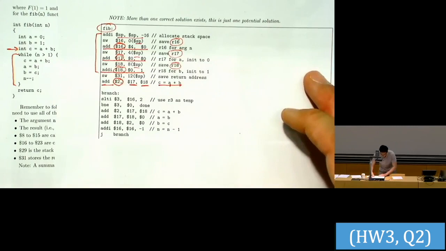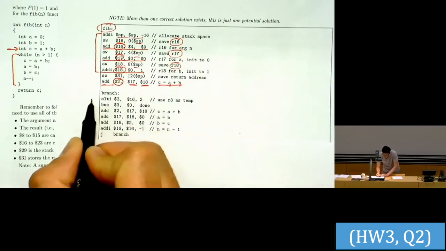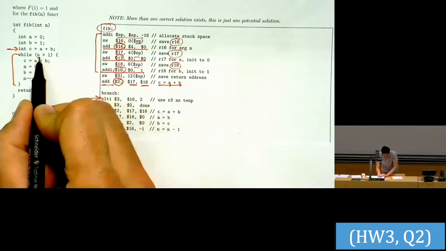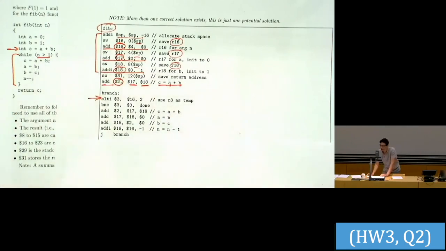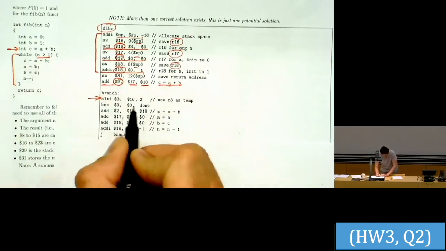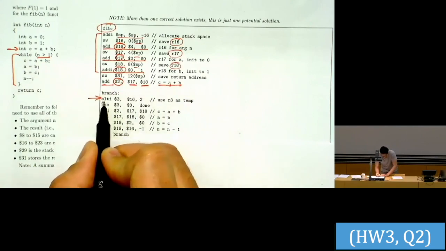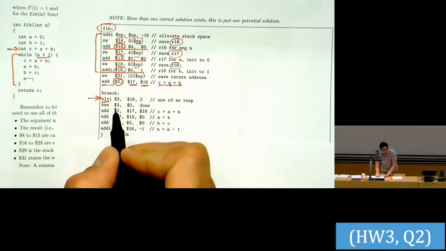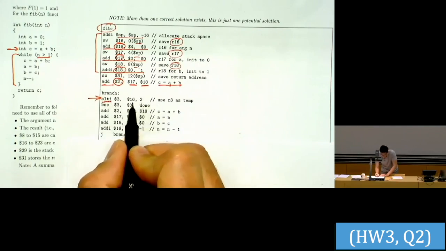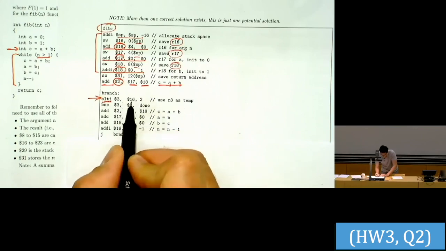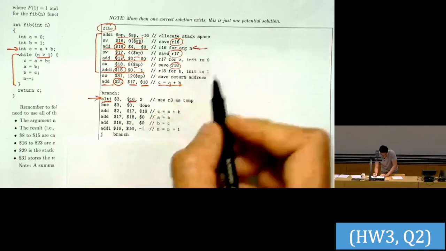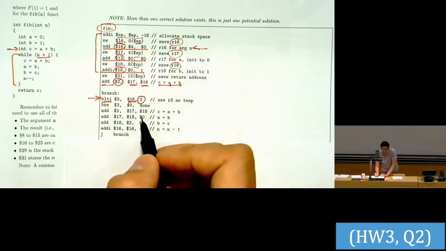So in the while loop, the first thing we do is checking the boundary condition. So here, N must be greater than 1 to get into the loop body. And this is what we are doing with this set on less than immediate. We compare this register 16 that contains N, we compare it to 2.